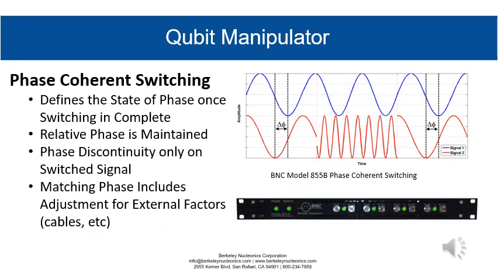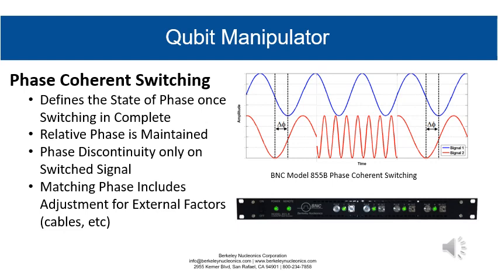When referring to the switching behavior of a signal, the term phase coherence defines the state of the signal's phase once the switching process is complete. In order to illustrate this, let's consider two phase coherent signals, signal 1 and signal 2, at frequency F1, with a relative phase of P1.